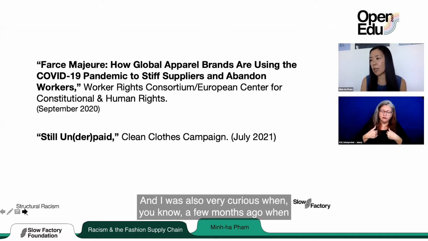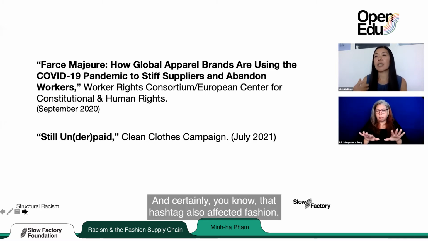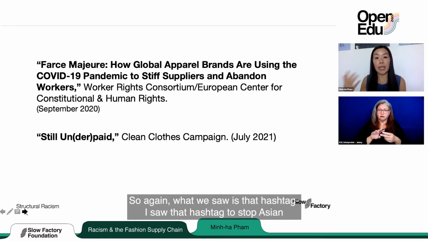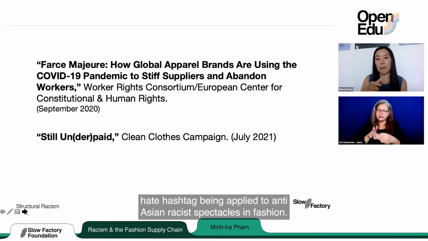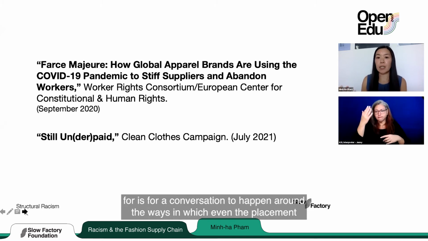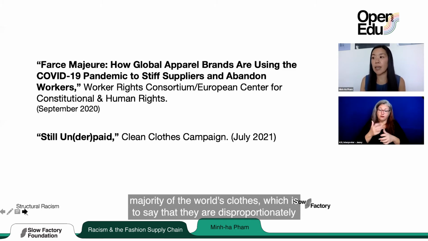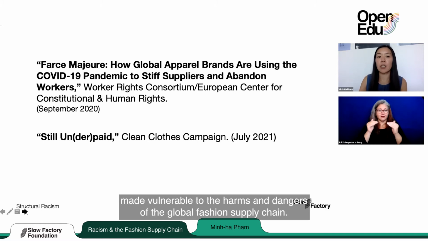And I was also very curious when, a few months ago, the Stop Asian Hate hashtag was going viral all over social media. And certainly, that hashtag also affected fashion. So again, I saw that hashtag, Stop Asian Hate, being applied to anti-Asian racist spectacles in fashion, right? But one of the things that I didn't see, and one of the things that I kept waiting for, is for a conversation to happen around the ways in which even the placement of export processing zones, the ways in which Asian women and girls are making the majority of the world's clothes, which is to say that they are disproportionately made vulnerable to the harms and dangers of the global fashion supply chain.